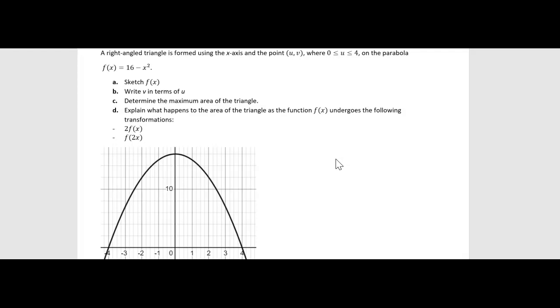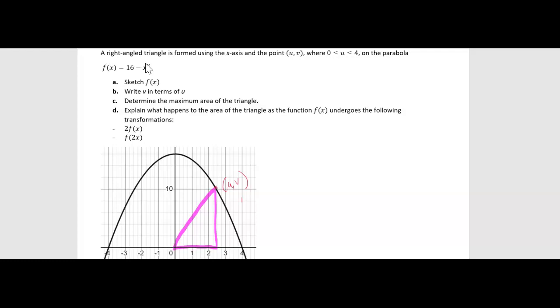So when you're drawing your triangle, just go to any point, go up. Oh, that looks like it's at 10, but it's not. Don't let that fool you. All right, that's the point (U, V). We don't know what that is.